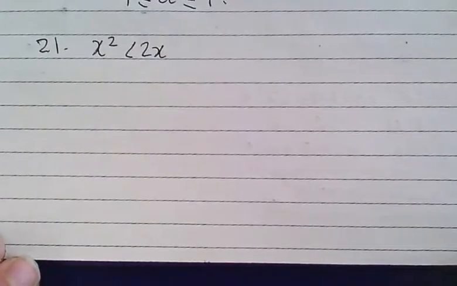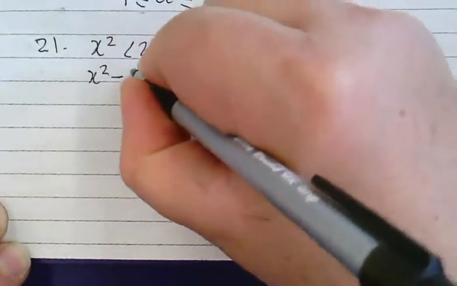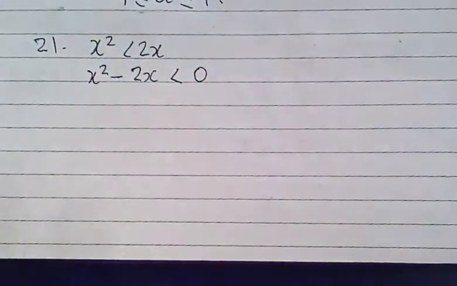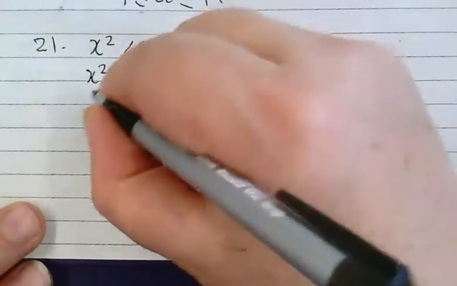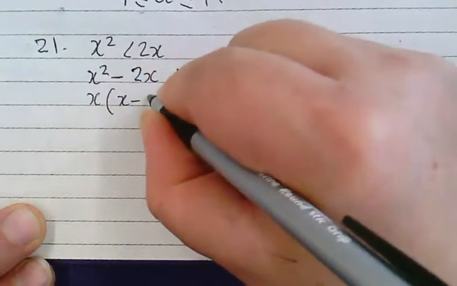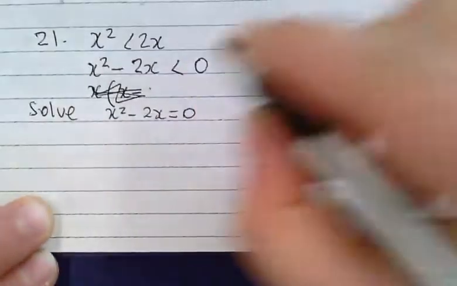So last one, x squared is less than 2x. I want you to rearrange it before you start. x squared minus 2x is less than 0. We don't need to turn inequality signs around. We're just picking up and taking over. We're not multiplying or dividing by -1. And then factorize this, x bracket x. Oh, so we want to solve x squared minus 2x equals 0.